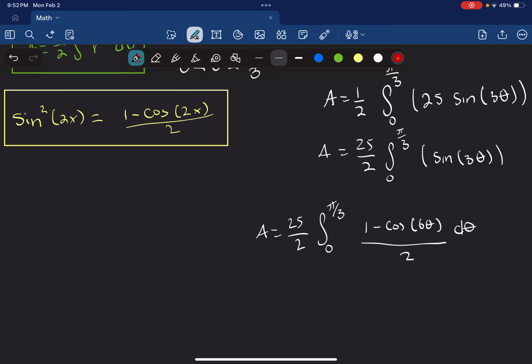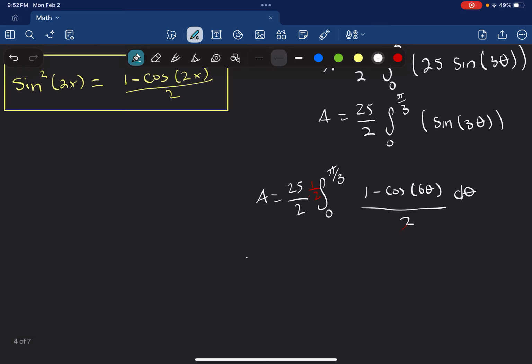But after this, we just factor out the 2, and we multiply the 25 over 2 with 1/2. And then here, if we just drop this below, we'd be given 25 over 4. And same thing here, which would still leave us with the same thing over here.